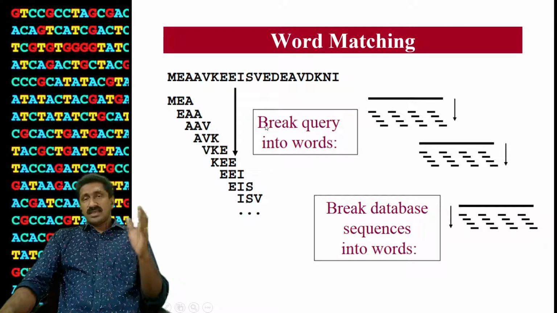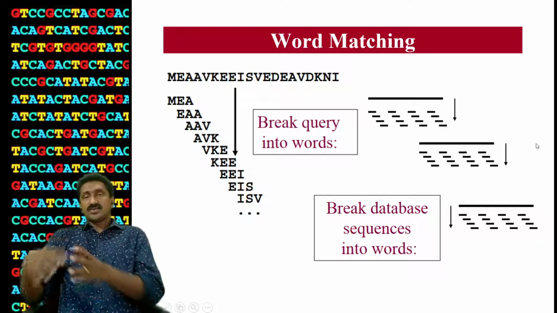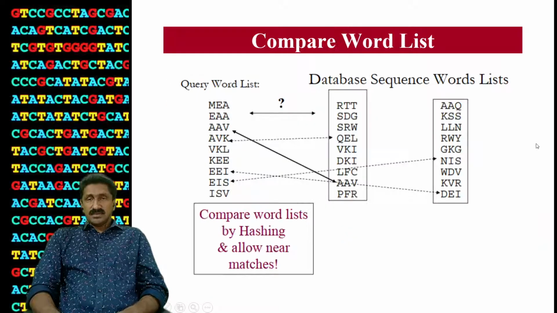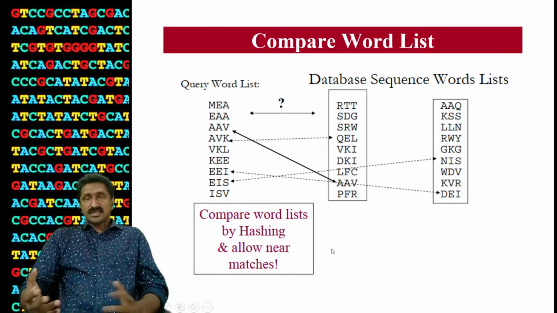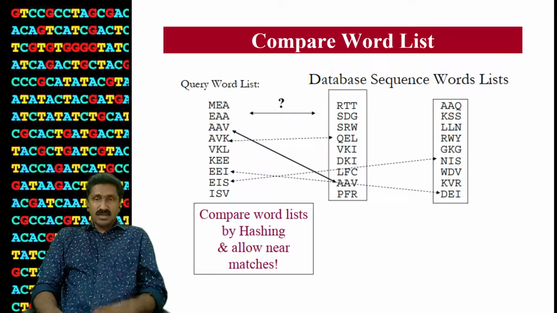So you will have a list of words of your query and a list of words of your database. Now your query word will be matched against words in the first sequence in the NCBI, second sequence in the NCBI, third sequence in the NCBI. Everything will be matched against this, comparing the word lists by hashing and allowing near matches. Wherever such a matching is found, that will be located.